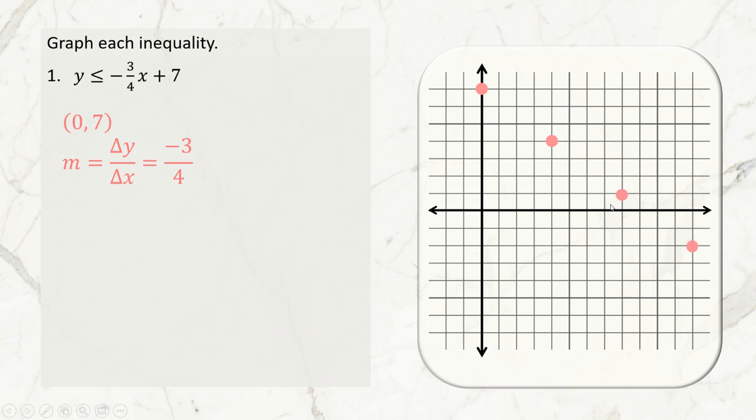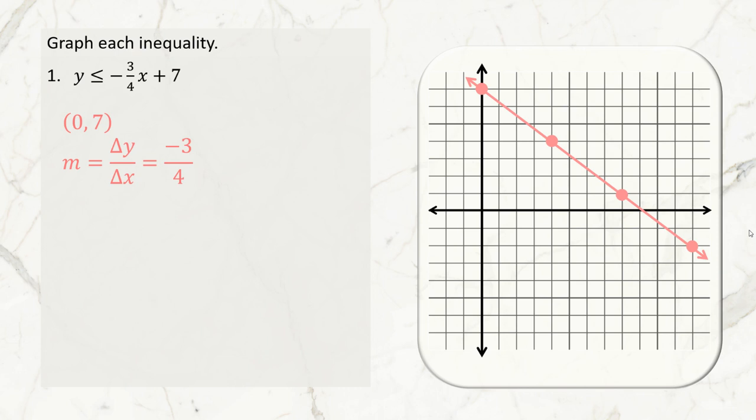Now, what kind of line are we going to use to connect these dots? Hopefully you all said a solid line, because this is less than or equal to. Remember, if it's less than or equal to, it's going to be a solid line. So there's our boundary line right there. That's something that we should be familiar with, graphing a slope-intercept form line.